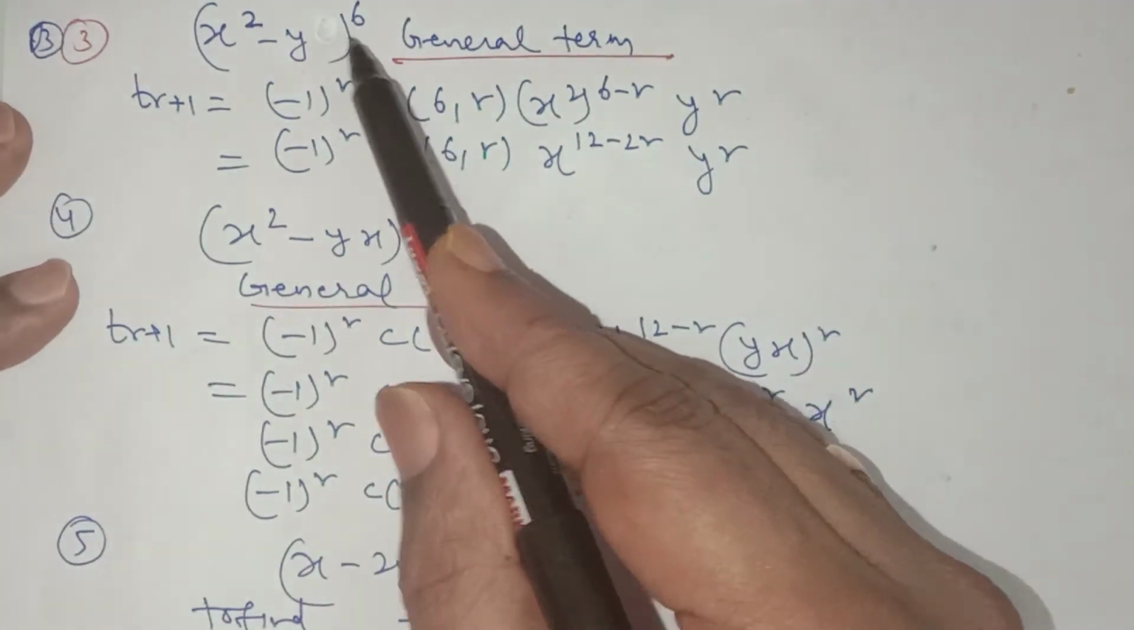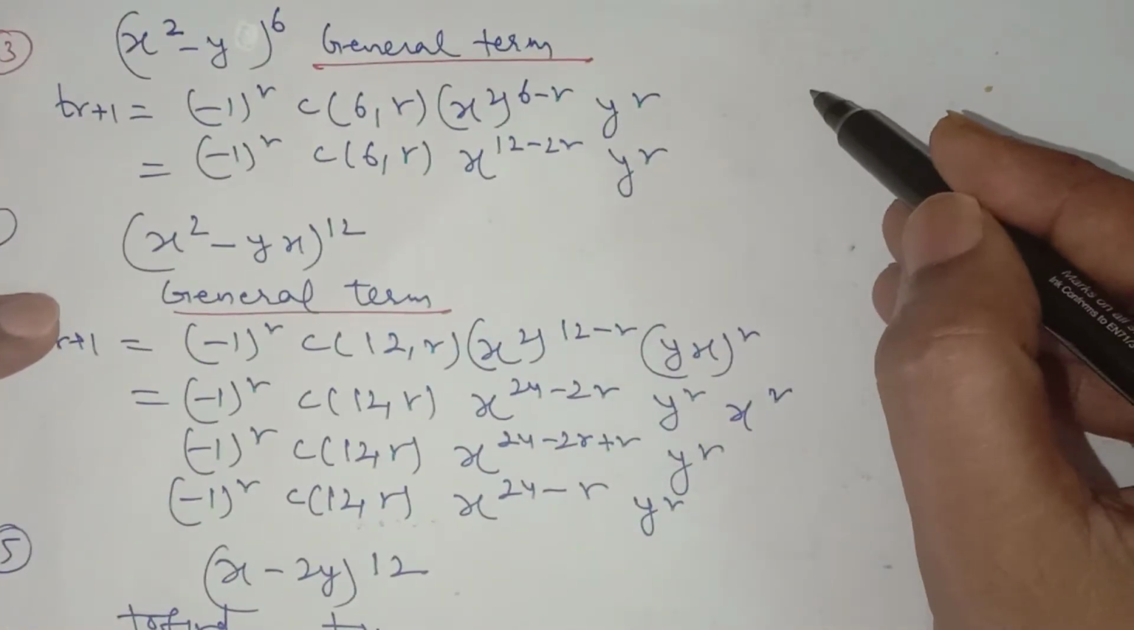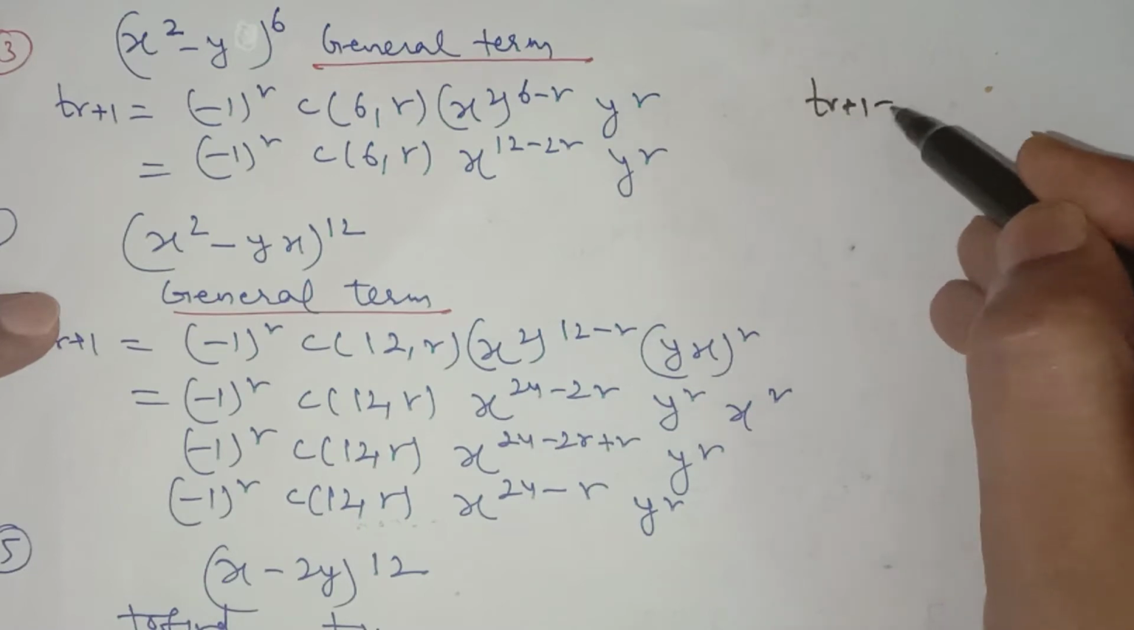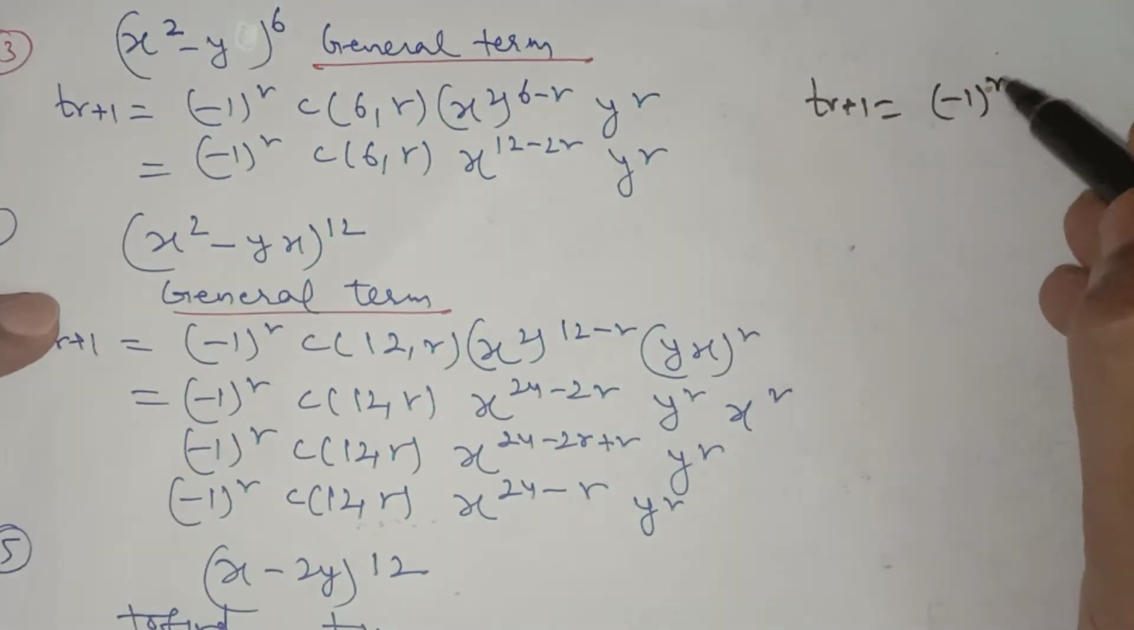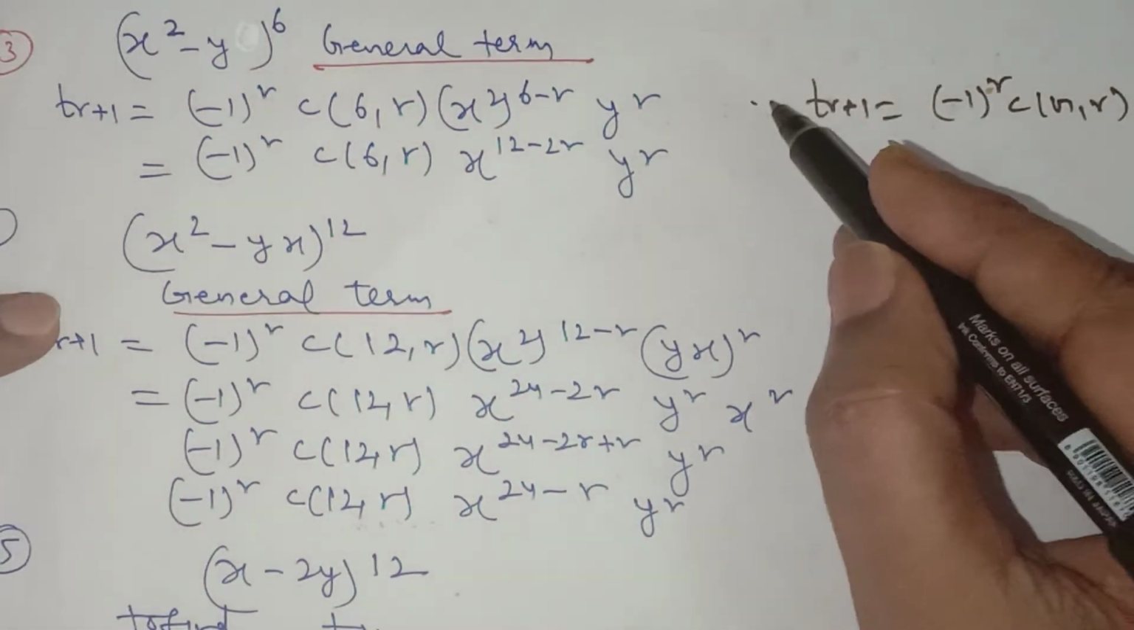So we know the formula for the general term, we have already discussed that: T(r+1) = (-1)^r C(n,r) x^(n-r) y^r. This is the general term formula.